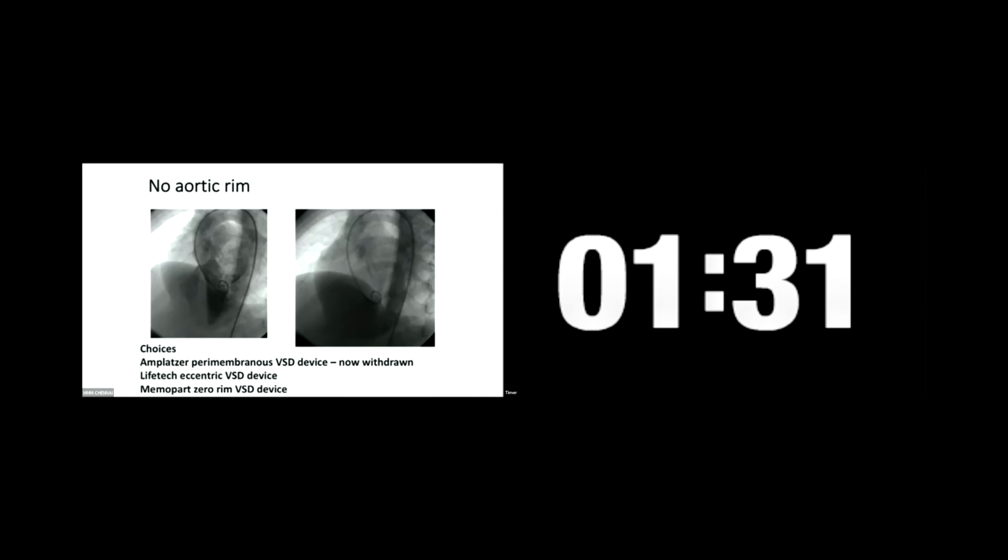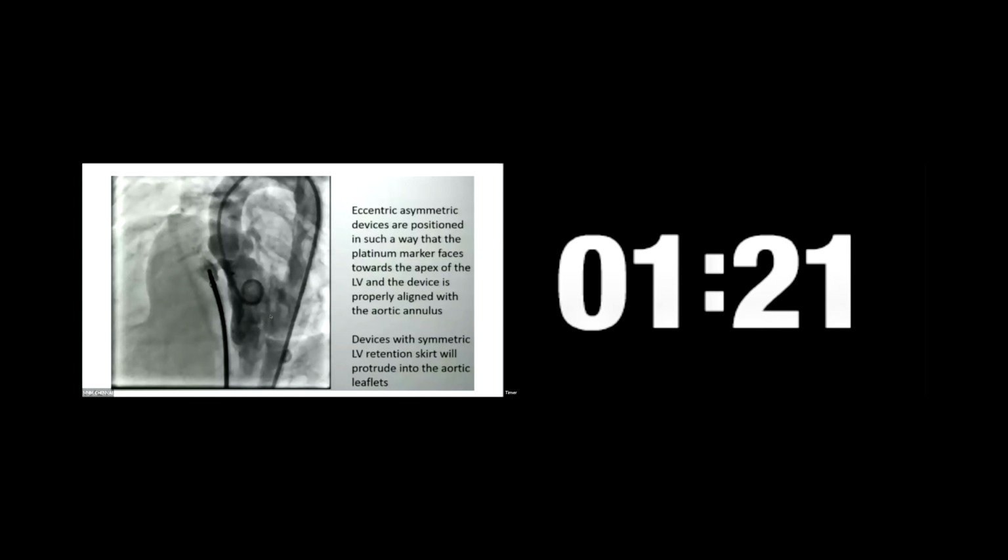So coming to the zero rim membranous devices, this is just below the aortic valve, there is no aortic margin at all. Unfortunately, the Amplatzer perimembranous asymmetric device is now withdrawn, and the LifeTech eccentric VSD device is there. So we decided to use this zero rim Mevapart device.